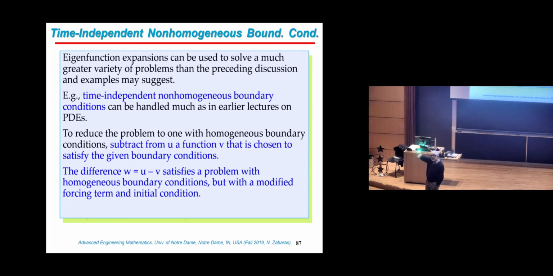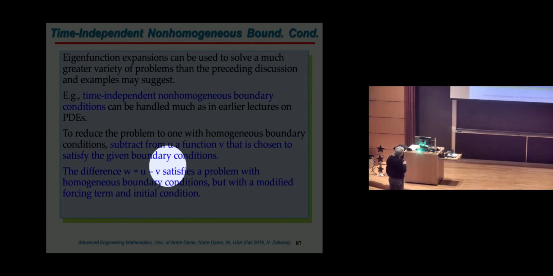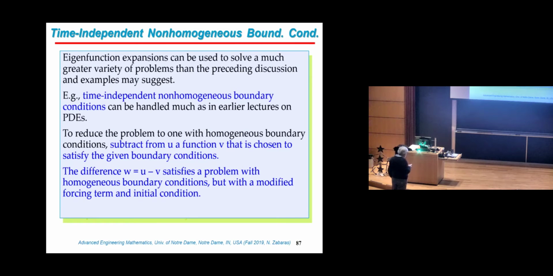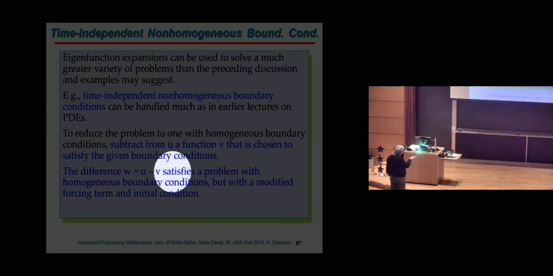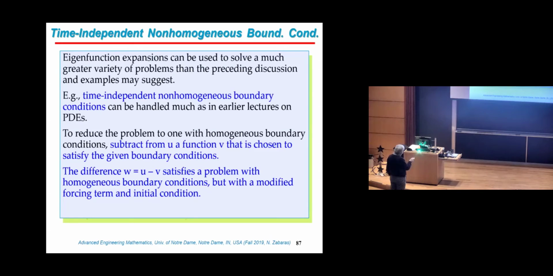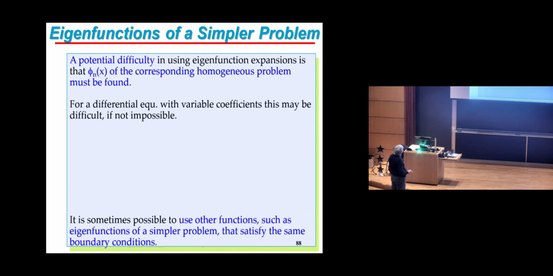You remember we did an example some time ago? Okay, so bottom line is, if you have non-homogeneous boundary conditions, it is not a problem. You find some particular solution that takes care of the non-homogeneous boundary conditions, and then solve for W. The only thing you have to be careful is that you have to modify your initial terms, and also any forced terms, you have to account for what carries on from V. Okay.